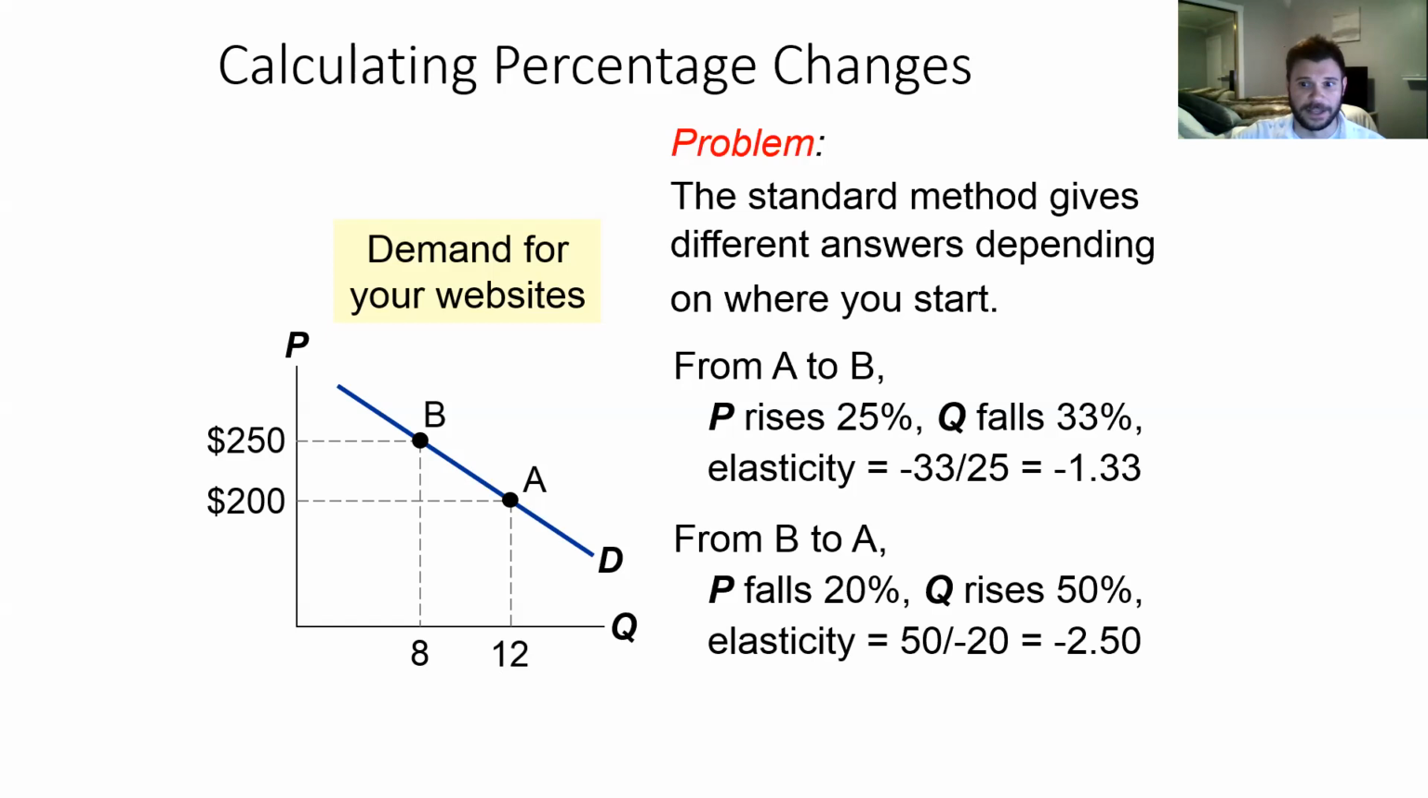So one way the textbook suggests fixing this is to actually calculate the percentages by using the midpoint right between A and B, right in the middle of the demand curve between A and B, as your point of reference.